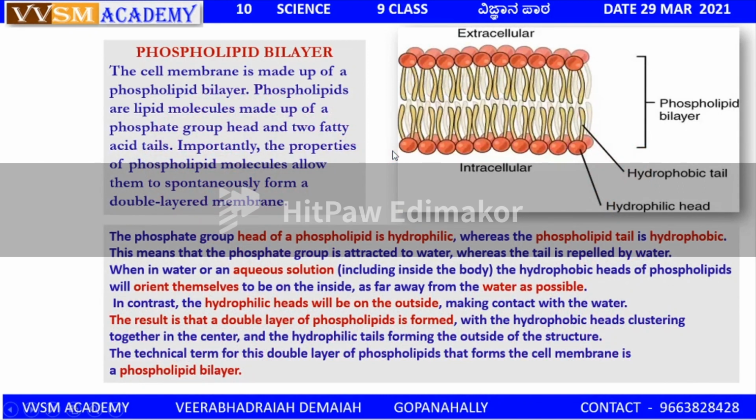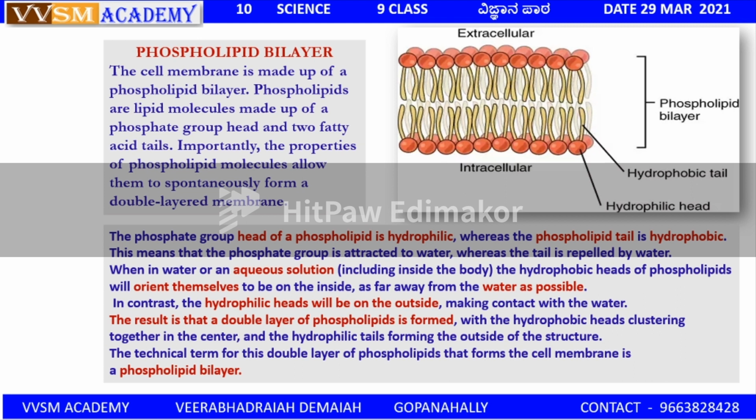The cell membrane is made up of a phospholipid bilayer, as I told you. These are lipid molecules made up of a phosphate group head and two fatty acid tails. Importantly, the properties of phospholipid molecules allow them to spontaneously form a double layered membrane. This is the internal structure, with the head, tail to tail arrangement: the phospholipid bilayer.